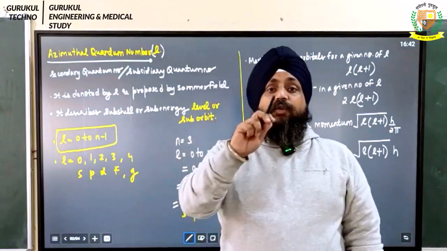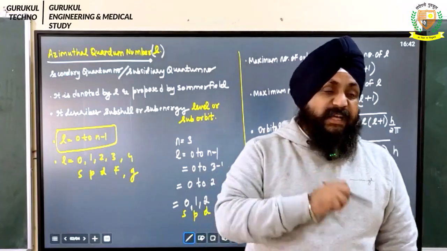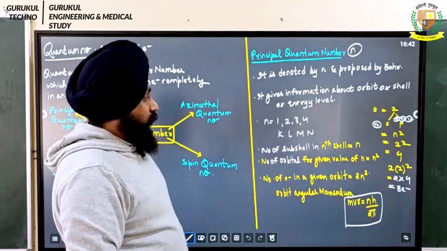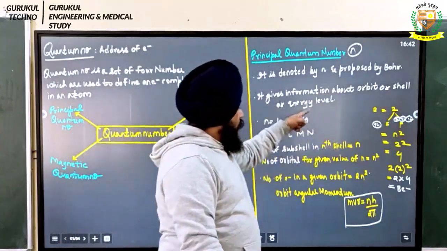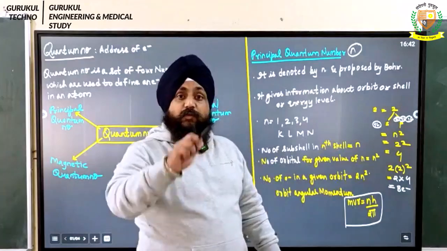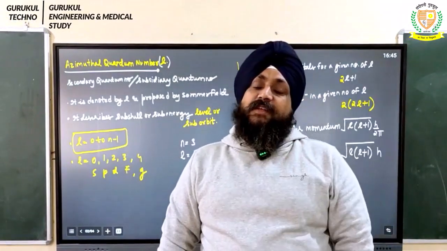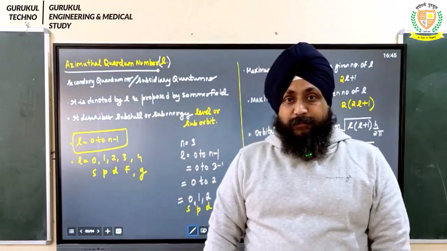That is 2 into 9. It will be having 18 electrons. See students, we have applied all this formula for n value 3. Students, now what other information is given by azimuthal quantum number?